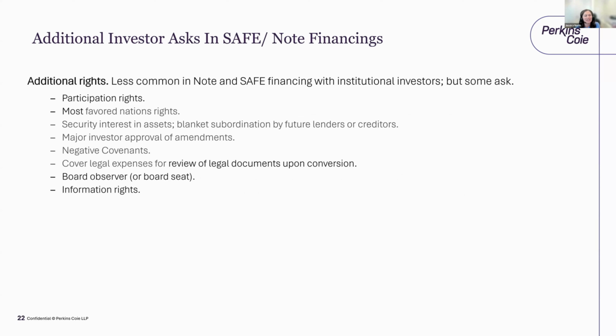So a few other things that investors may ask for, depending on their check size or how sophisticated they are. They may ask for side letters asking for participation rights. It's the right to put in more money at a future time. Most favored nation rights, that's the right to get better economic terms. If they're getting a safe and you issue a safe later with a higher discount, for instance, an MFN would give them the better terms. Security interest in assets. Again, most promissory notes are unsecured, but depending on your situation, some may ask for it to be secured, which is very atypical. So we should certainly talk about it if that's the case.